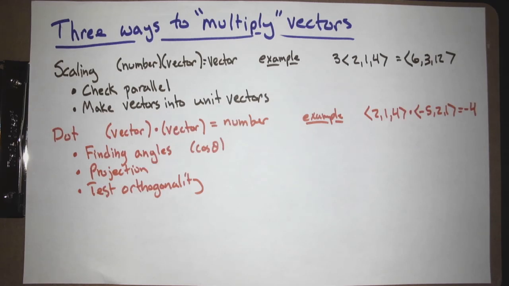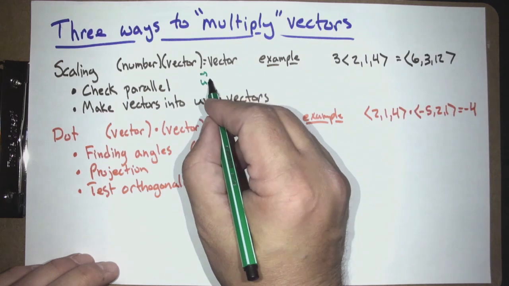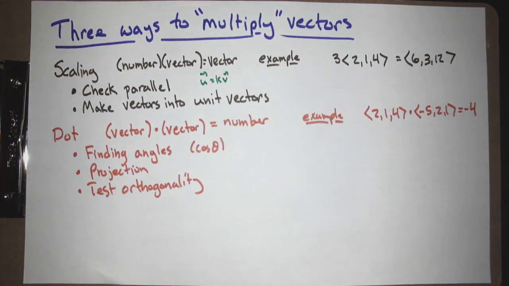Well, one thing that you can do with scaling is check if things are parallel. Now, parallel says essentially they're pointing in the same direction. But in terms of this idea of scaling, things are parallel if one vector is a multiple of the other vector. So you can check, okay, can I scale one vector and get the other vector? If the answer is yes, parallel. If the answer is no, not parallel. You can also turn vectors into unit vectors. We like unit vectors. They're our go-to for describing direction. Okay, so that's scaling.